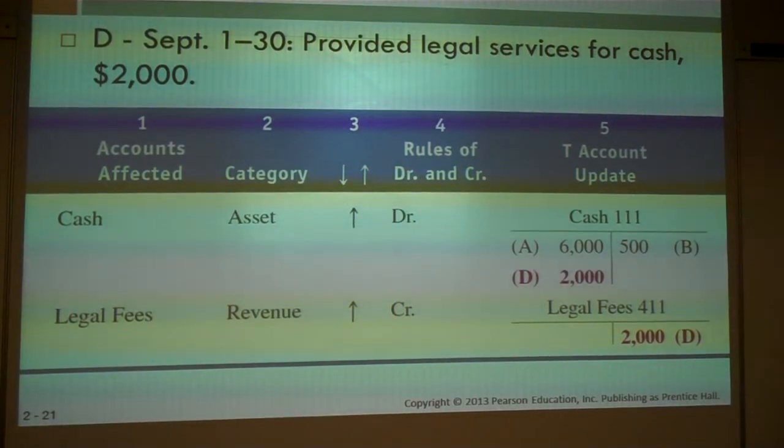There's what the T account looks like for cash and for legal fees. Did we have to remember that the normal balance for that revenue account was on the credit side when cash was involved? We didn't. We just got the cash part correct. This is the one that I really want you to memorize, so you don't have to look this one up as you're working through the transactions.